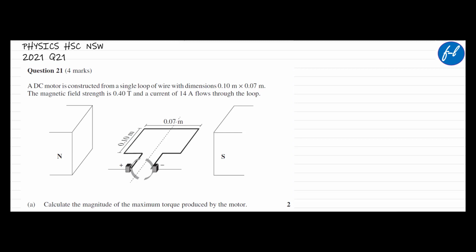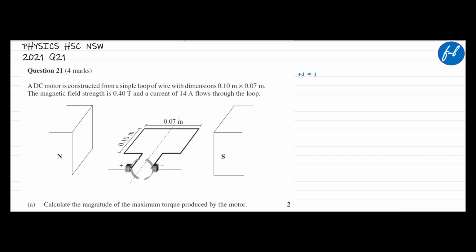The question is, a DC motor is constructed from a single loop of wire with dimensions so and so. The magnetic field strength is 0.40 Tesla and a current of 14 ampere flows through the loop. So the best thing is to start writing everything that is given to you. It's a DC motor, and there are a lot of parameters given there, or values.